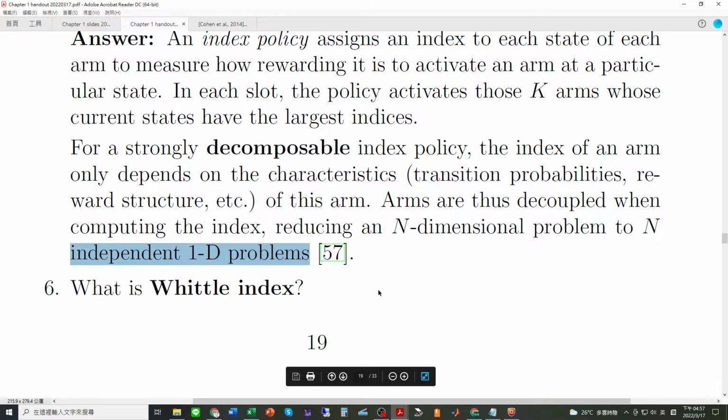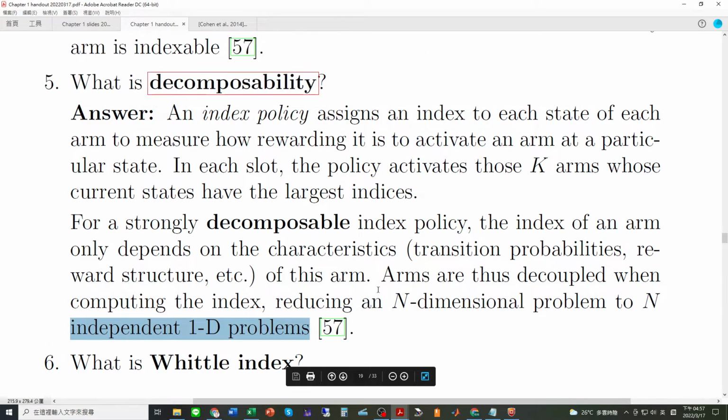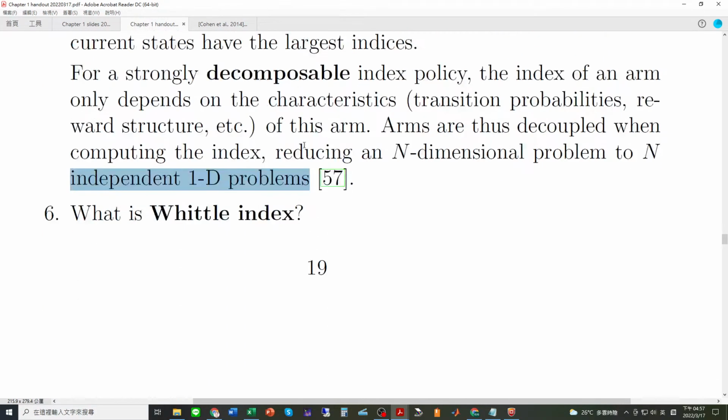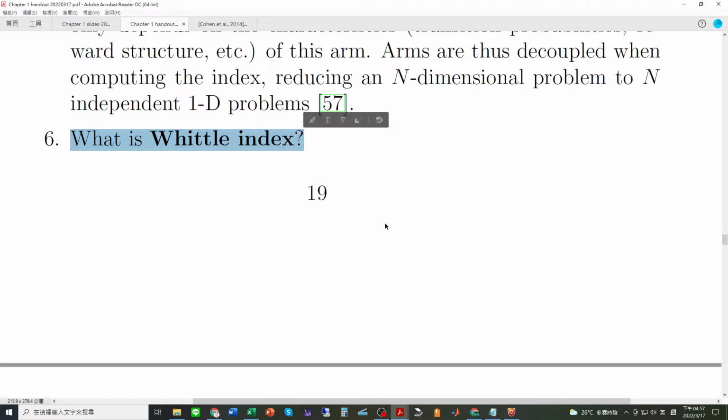Okay, hello everyone. Let us continue the second part of today's course. Please turn to the handouts. We have just explained what decomposability is. Next we are going to explain what the Whittle index is.